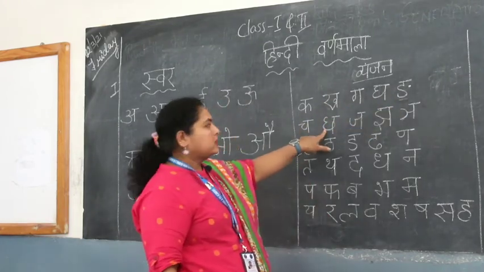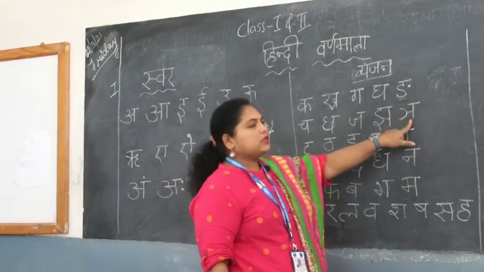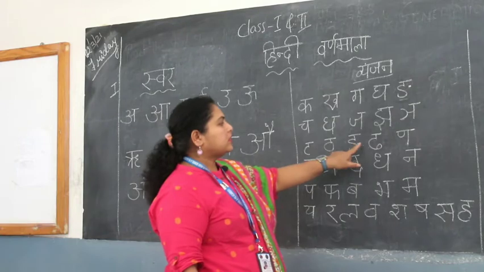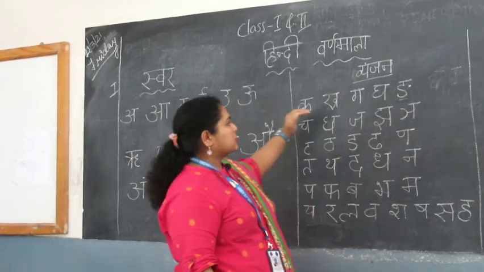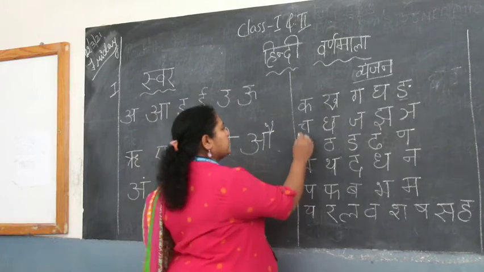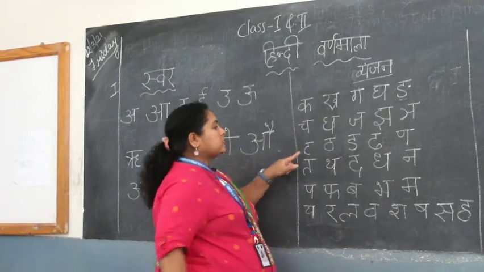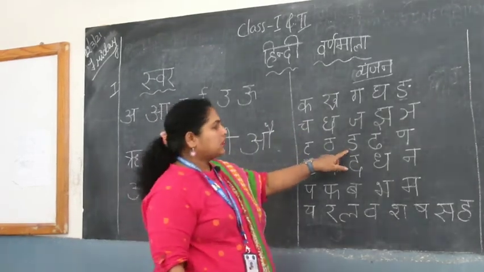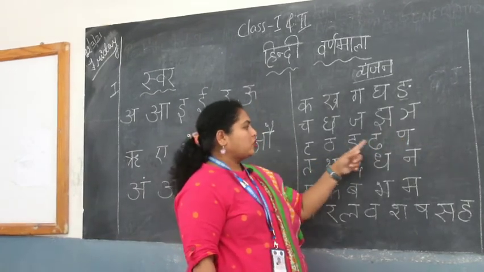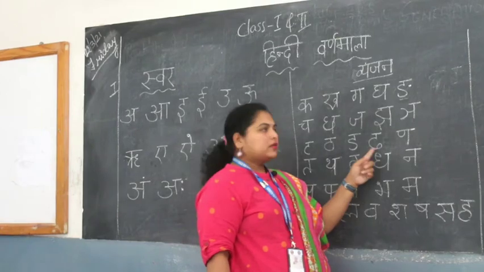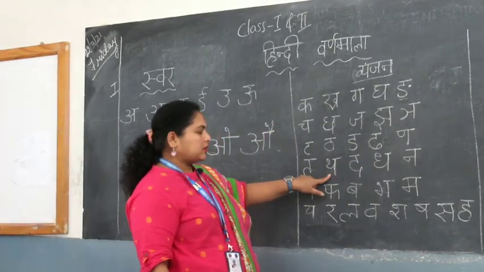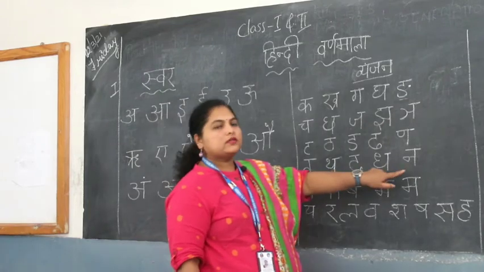Cha, chha, ja, jha, nya. Okay. Ta, tha, da, dha, na. So this is ka varg, cha varg. In ta varg, how do you write ta? Ta, tha, da, dha, na. So most of you have written da and dha wrong. This is da and this is dha. Then ta, tha, da, dha, na.